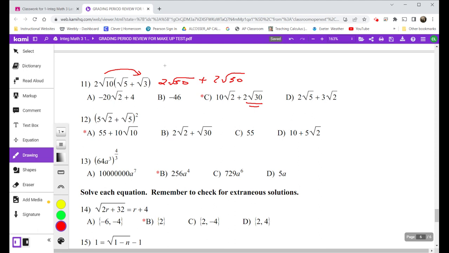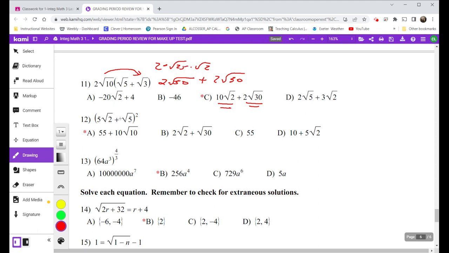So this can become 2 times root 25 times root 2. What's root 25? It's 5. 5 times 2 is 10. 10 times root 2 is the front answer. So that's why they get that piece there. It's just a simplifying piece.